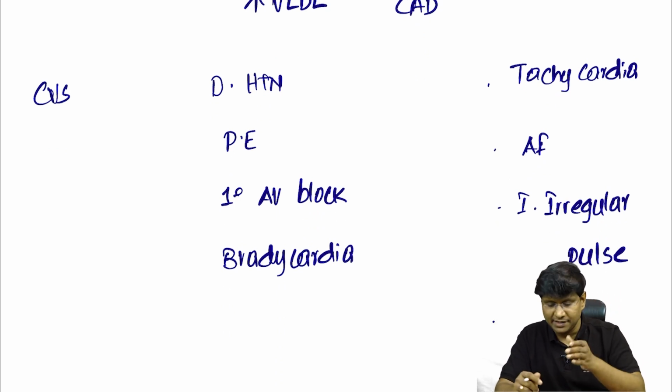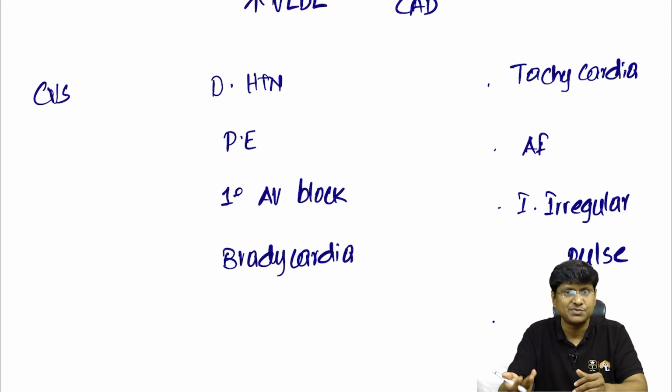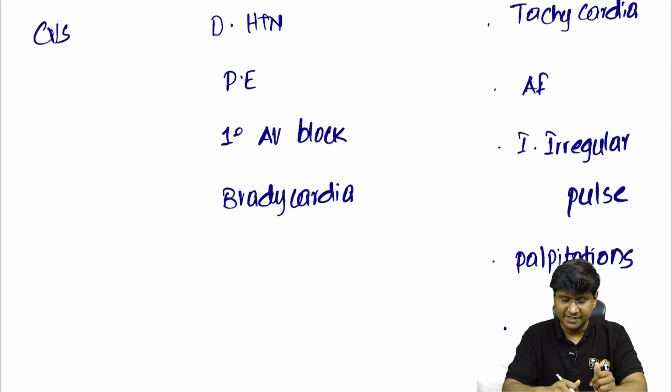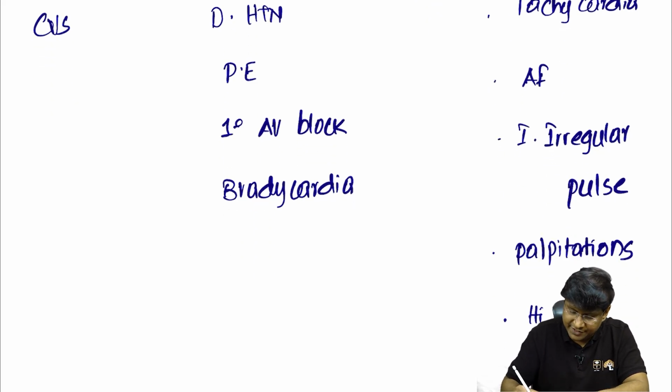And the next important point here is in patients with the hyperthyroidism, they will have palpitations because of the arrhythmias, right? And these patients, they go into a state of the high output heart failure, right? They go into a state of high output heart failure.